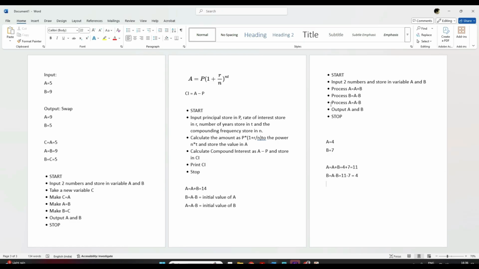Now in this step, process a is equal to a minus b. Here my a is still 11 because I changed it earlier. Now what is b here? b is not 7, right? I've changed the value in the preceding step, so b is 4 here. So it will be 11 minus 4, which is equal to 7. See, now a has 7, which was the value of b, and b has 4, which was the value of a. So I have swapped my two numbers without using the third variable. Clear?